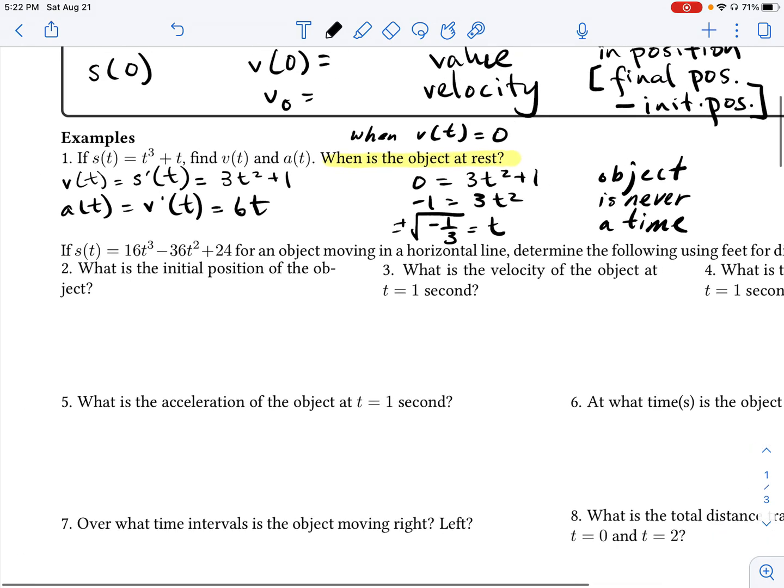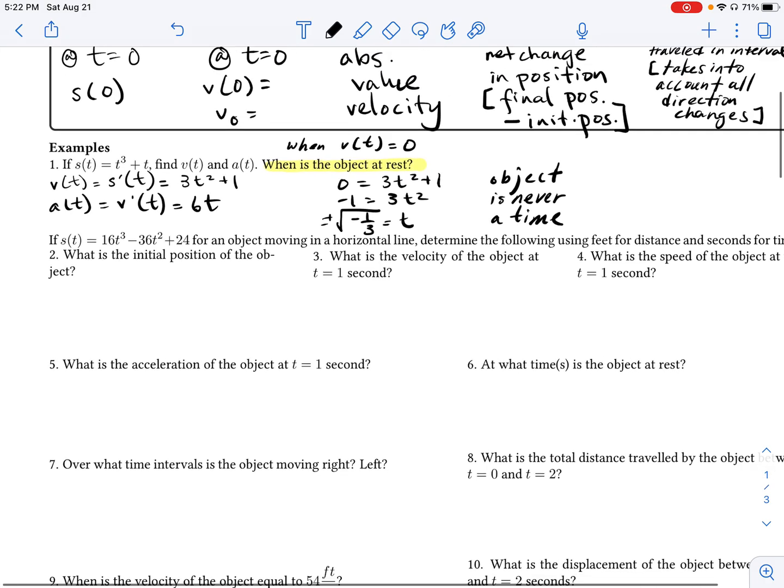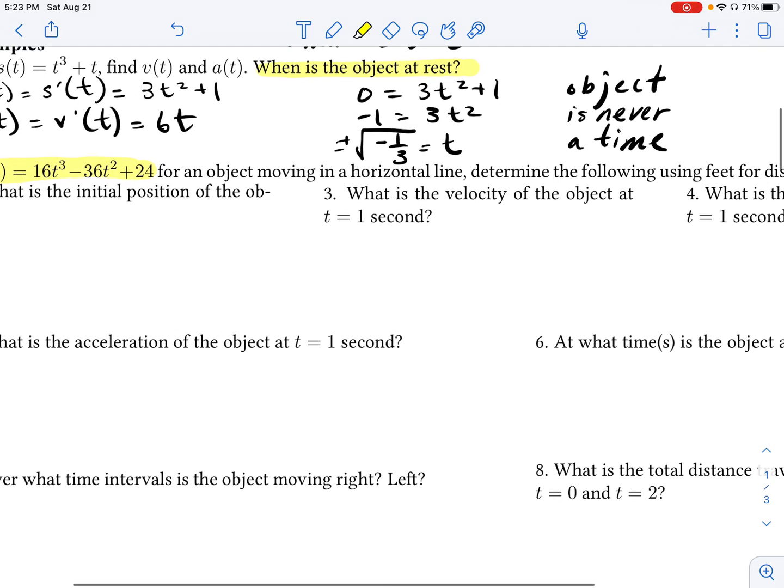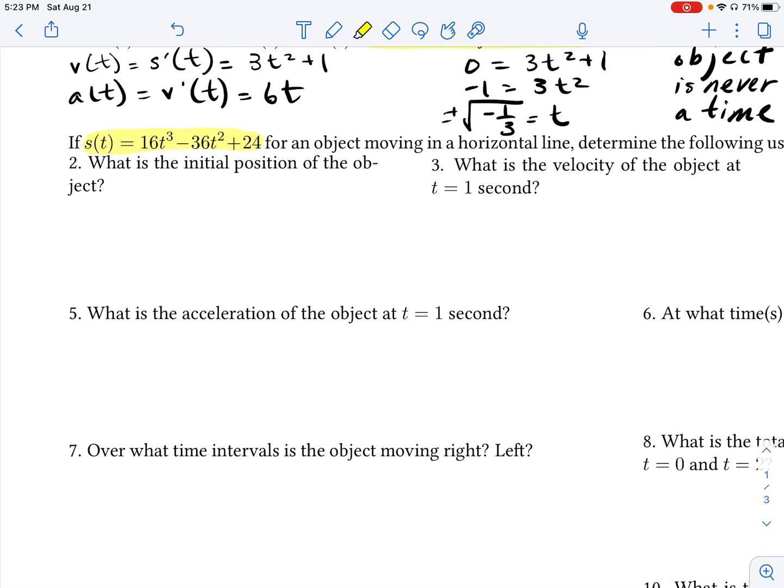All right, let's try another example. In this next set of problems, we're going to use s of t, this particular function, for a number of these problems below. So we've got an object that is moving in a horizontal line, and let's just start running through a few of these. So if s of t is equal to that, what is the initial position of the object?